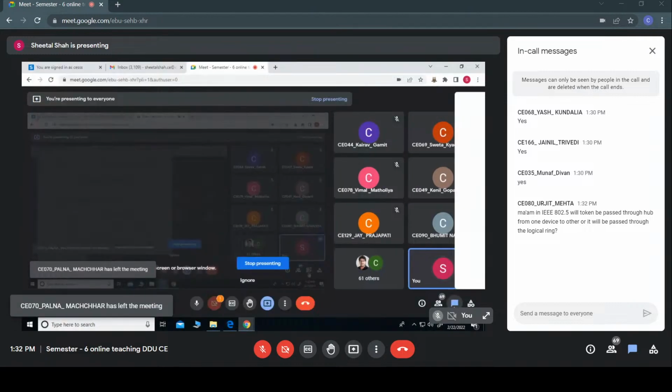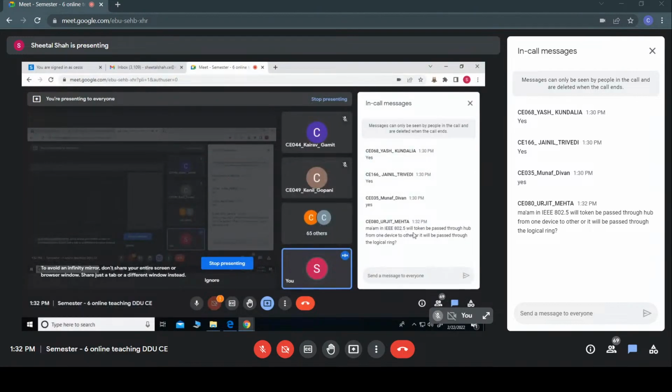Madam, will the token be passed through the hub? It is not. 802.5 is a token ring. Fine. So from one station to the other station, the token would be circulated.